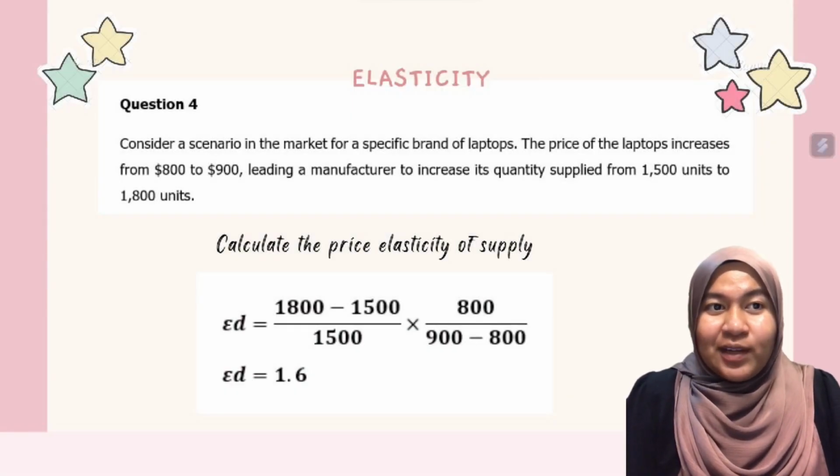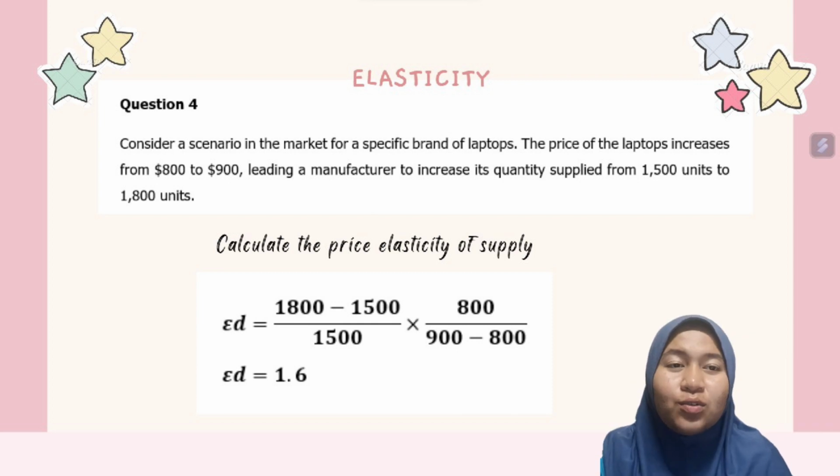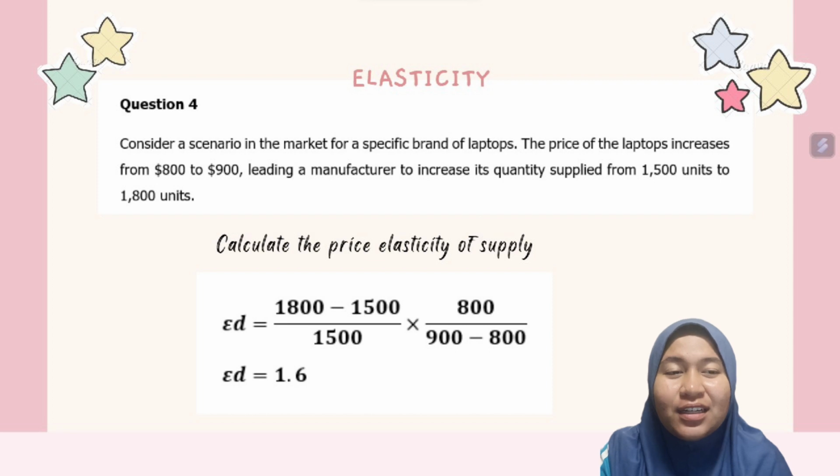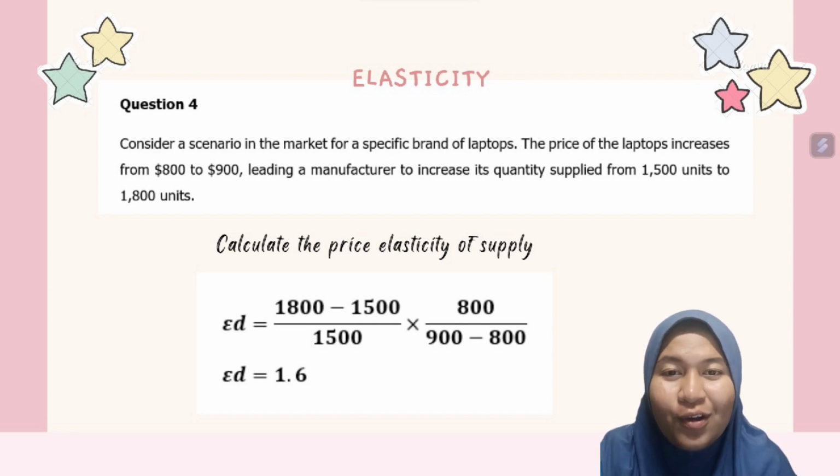This is our last question in this presentation. So, we need to calculate the price elasticity of supply for question 1 Roman. The answer is ES equals 1,800 minus 1,500 over 1,500 multiplied by 800 over 900 minus 800. So ES is equal to 1.6.